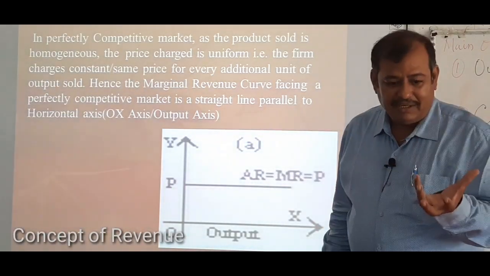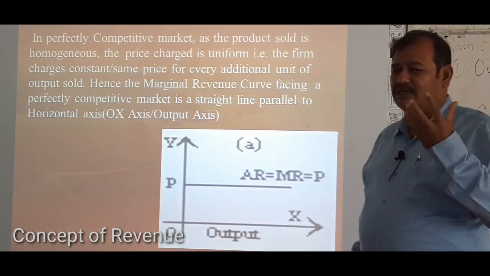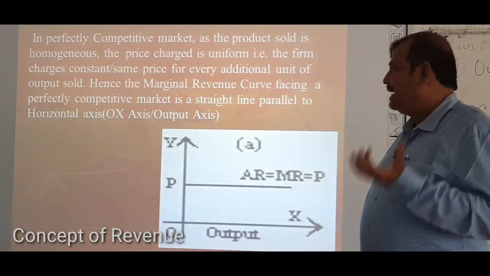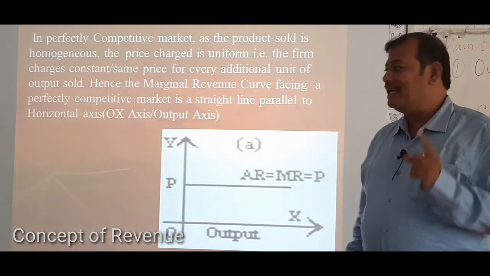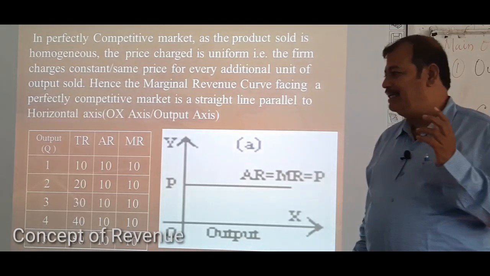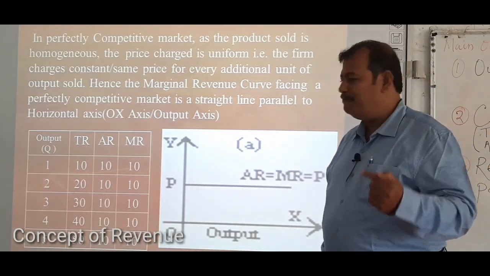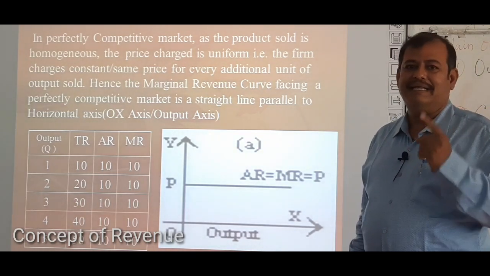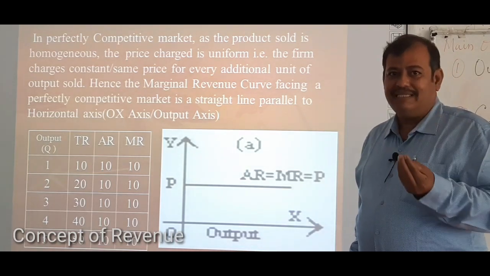So, now in the context of a perfectly competitive market, the products are homogeneous and sold at a uniform price. That is why the marginal revenue curve facing a perfectly competitive firm is a straight line parallel to the horizontal axis, or OX axis, or the output axis. You just see the table and the diagram here. When the output sold is 1, 2, 3, 4, 5, the marginal revenue, in the last column you see, is 10, 10, 10, 10, 10, because in a perfectly competitive market the price is uniform.